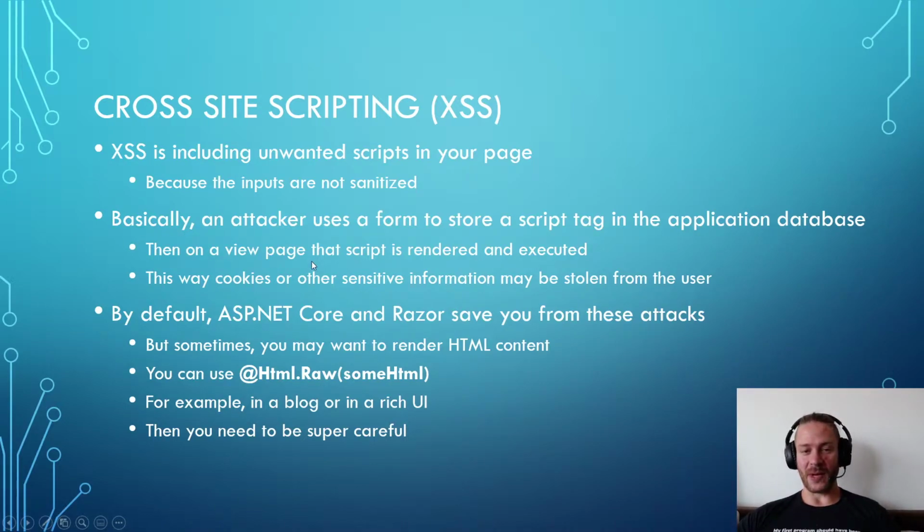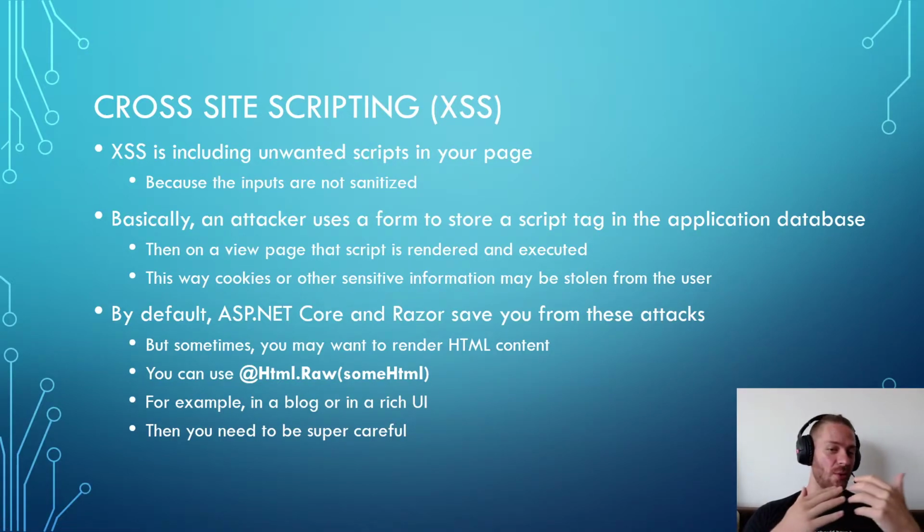Then on some of the view pages, that script is rendered and executed if we don't sanitize it. So cookies or other sensitive information may be stolen. By default, ASP.NET Core and Razor save you from these attacks. But sometimes you may want to render HTML content. For example, if you have rich forms or a blog where you need a what you see is what you get editor or whatever. But there are situations in which you may want to save HTML and render HTML.